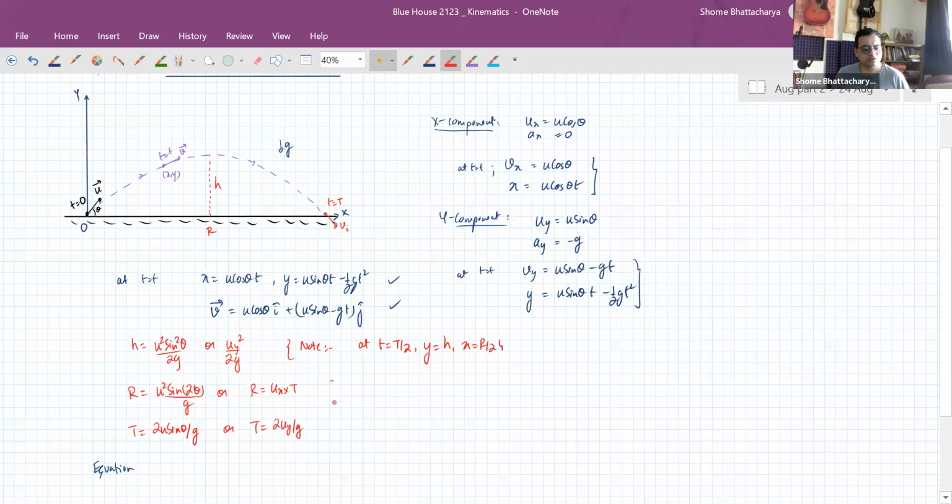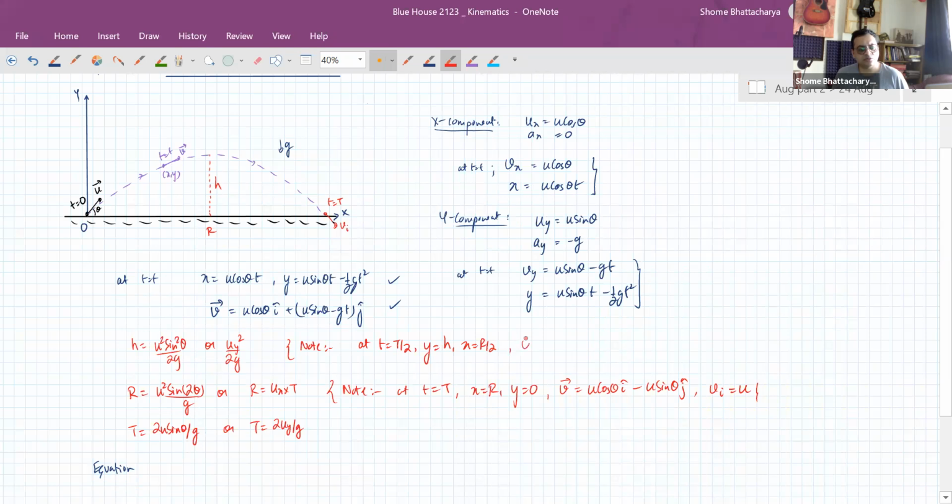And one more thing to understand here is that at t equal to capital T, the total time of flight, the x coordinate becomes the range, the y coordinate becomes 0, and the velocity becomes u cos theta i cap minus u sin theta j cap, which is why we understand that the impact speed is equal to the speed of projection.